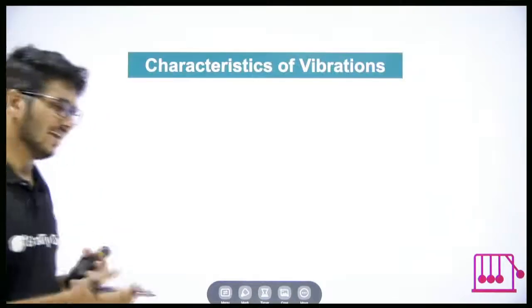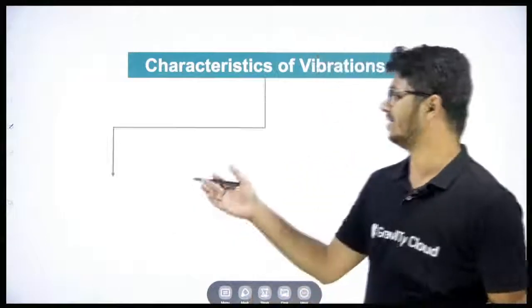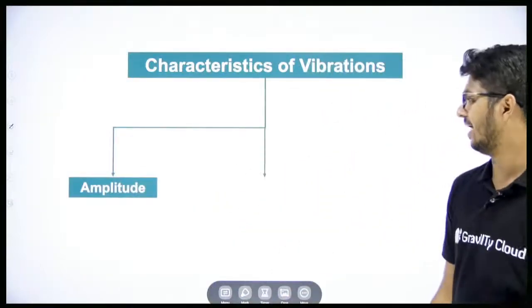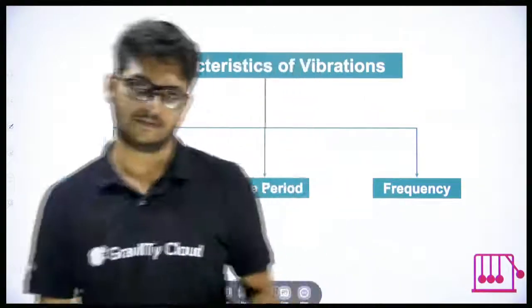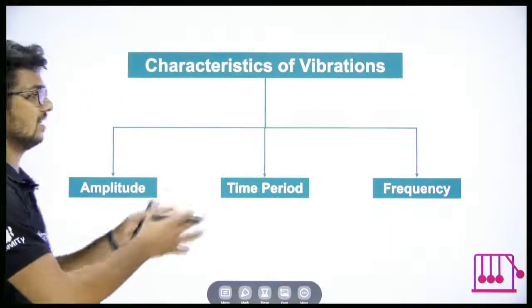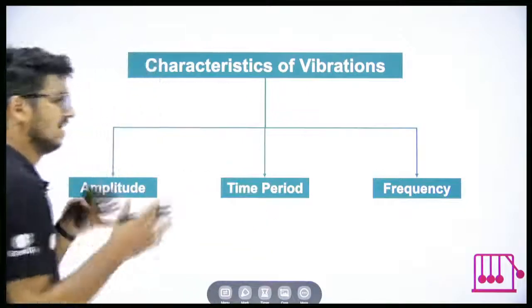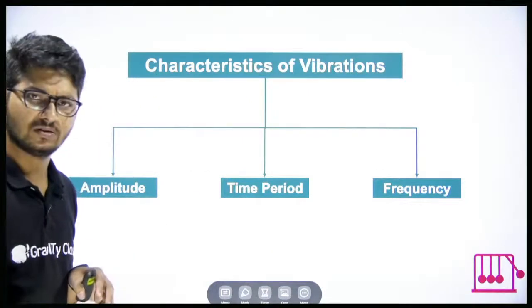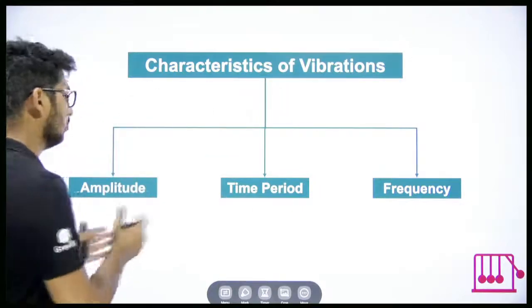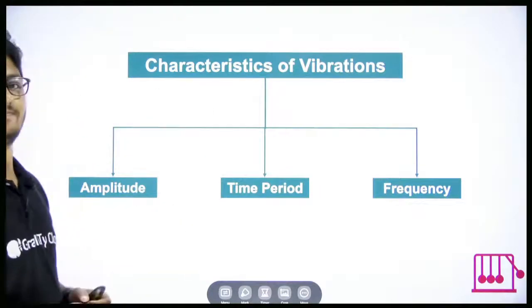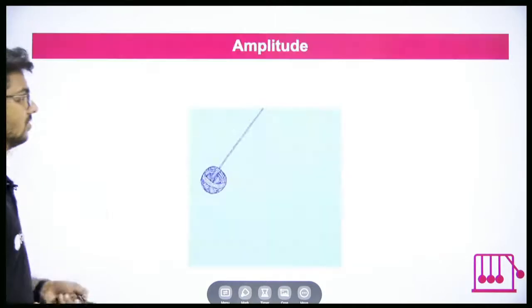Now every vibration has some characteristics, properties. What are they? One is called amplitude, the other is called time period, and the other is called frequency. It's important that we understand all these three so that we can understand different types of sounds. Because sound is produced from vibrations, we have to go into all of them. Okay, let's go into amplitude first.